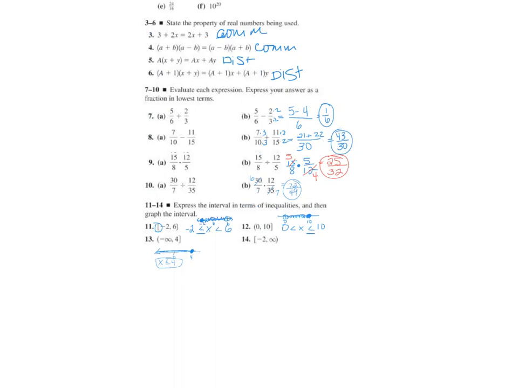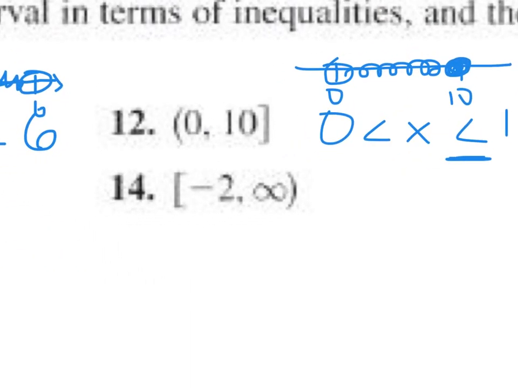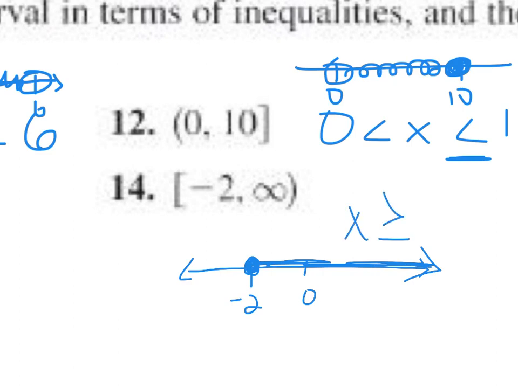If I come over here, what is this one? What's my graph going to look like? Where do I put a point? -2. Good. Here's my 0. How do I graph this? Open or closed dot at -2? Closed. And I want all the stuff that's what? Greater than. So you guys just told me it's x is greater than or equal to what? -2.